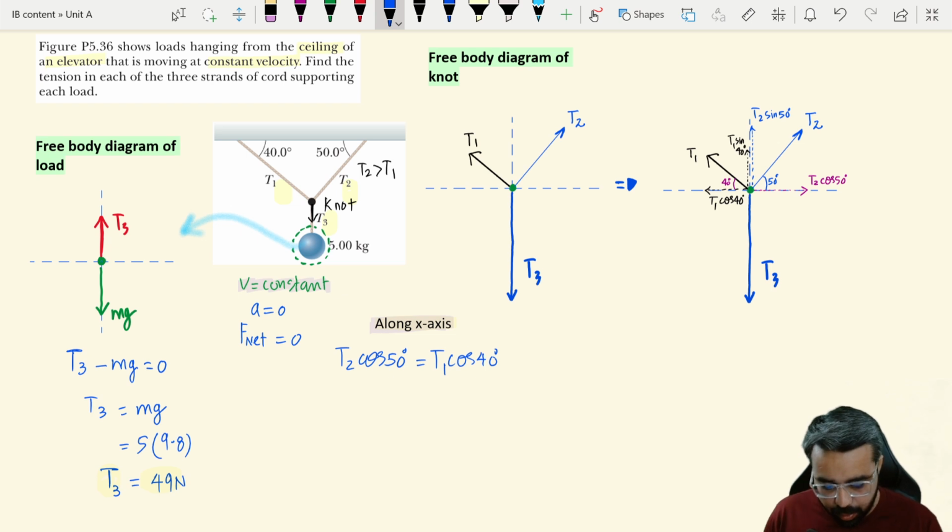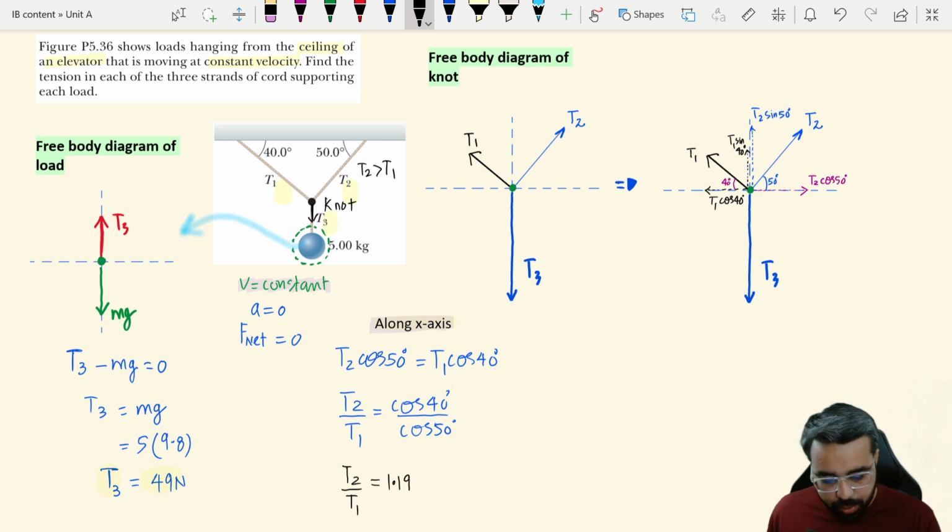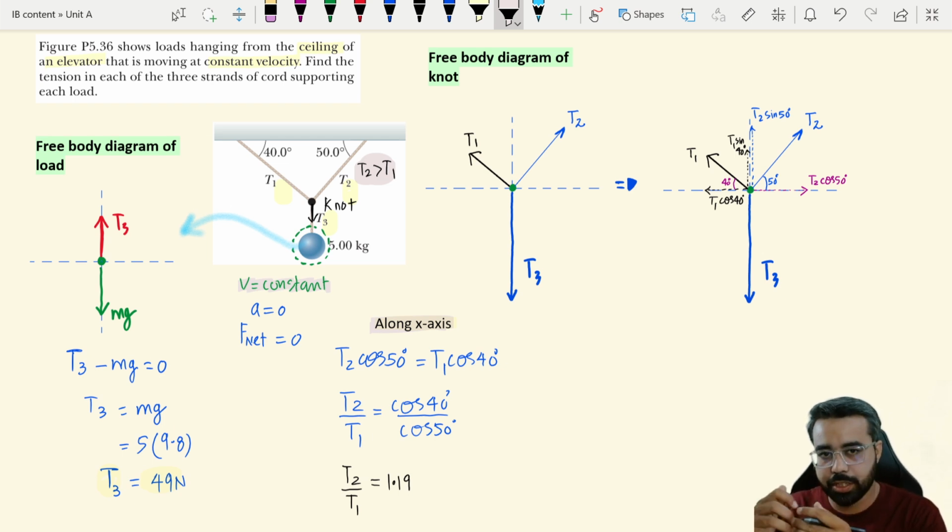Okay, well, in fact, we can get the value T2 over T1. We can also write it like this: cos 40 over cos 50 degrees, which in fact gives us this ratio equal to 1.19. And I told you at the start that T2 is more than T1 because this string is stretched more, conceptually, right? That's why the tension must be larger in this string.